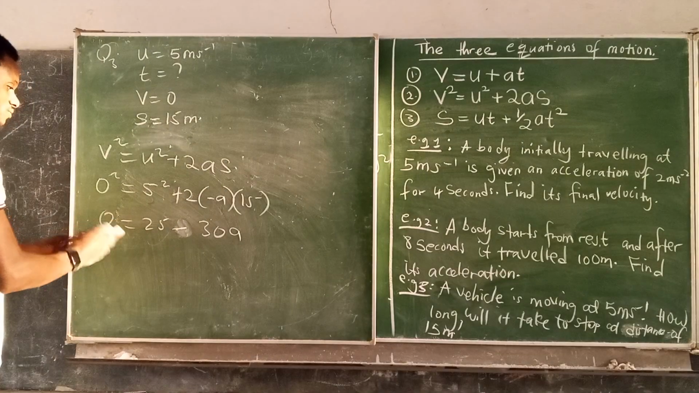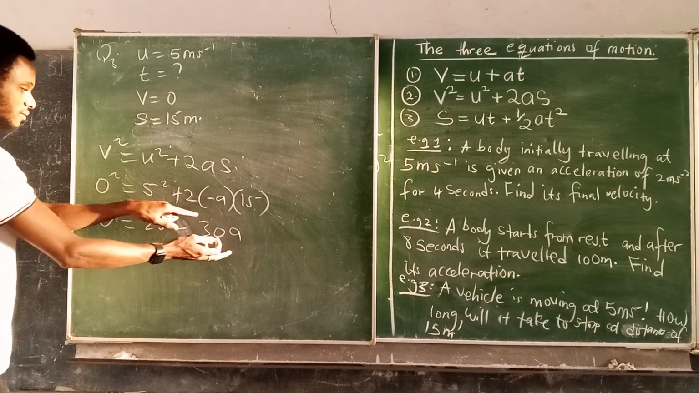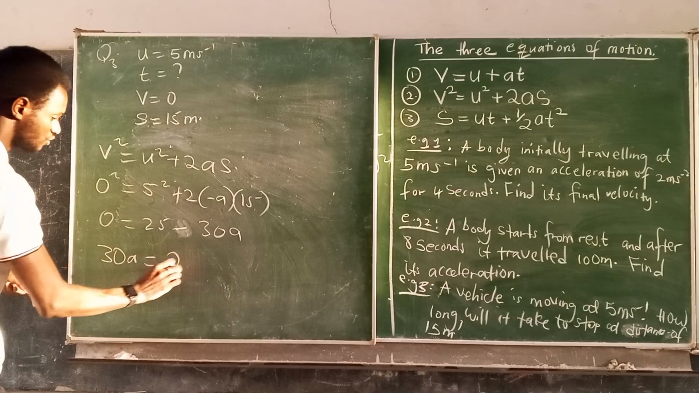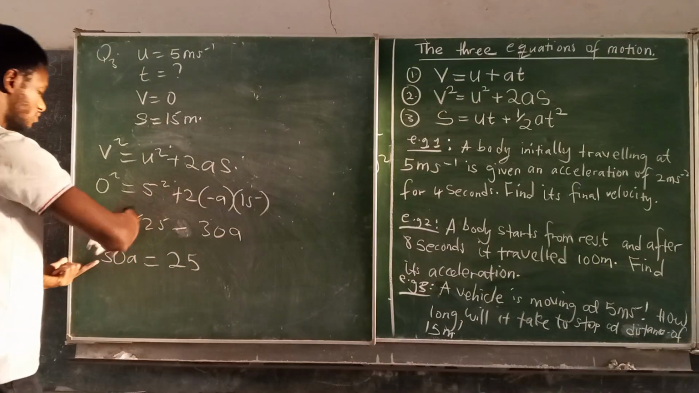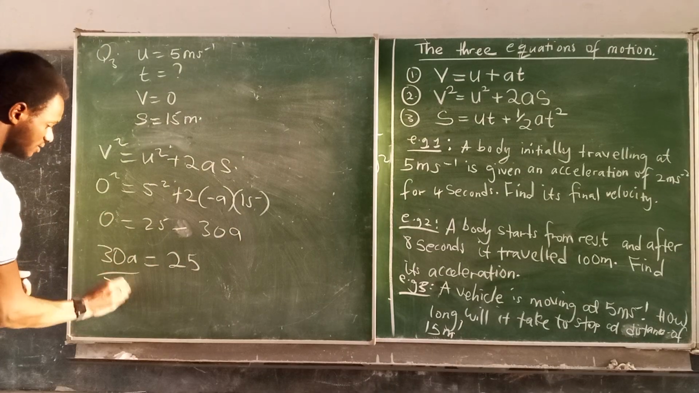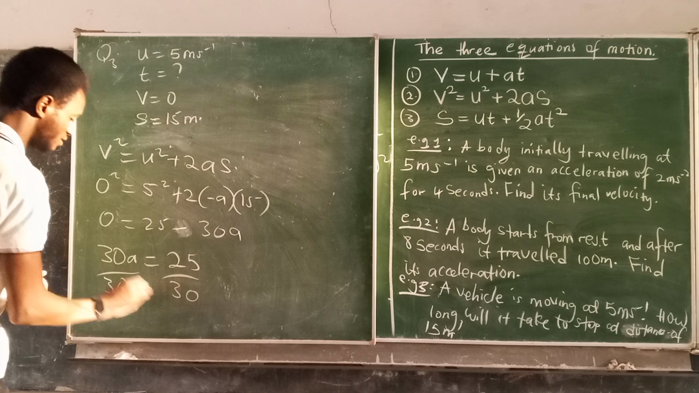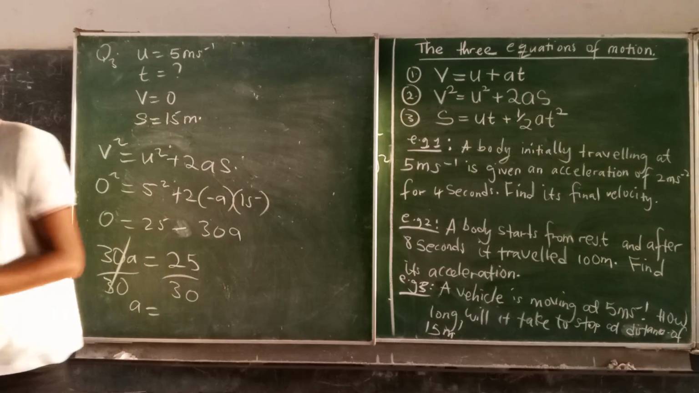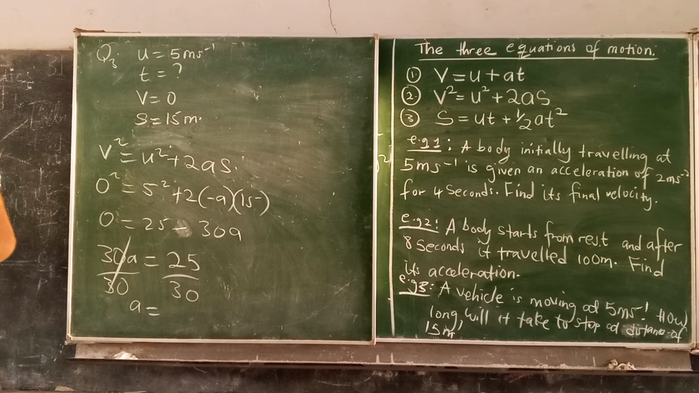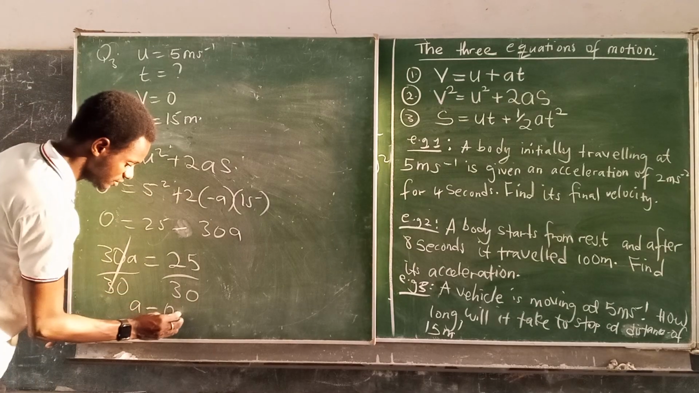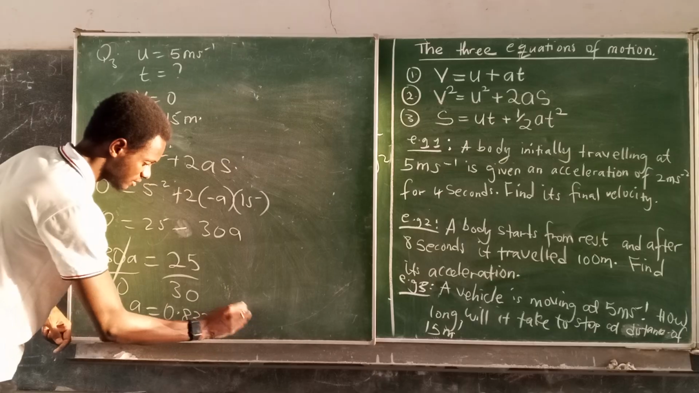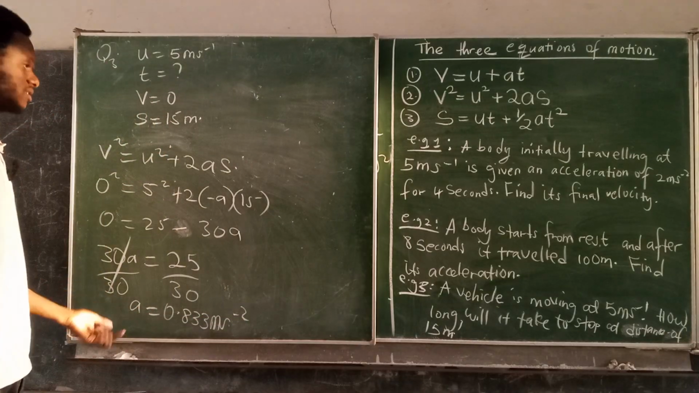If you transpose this to the other side of the equation, you have 30a equals 25. Divide both sides by 30, and on the calculator you get about 0.833 meters per second squared. And that is our acceleration.